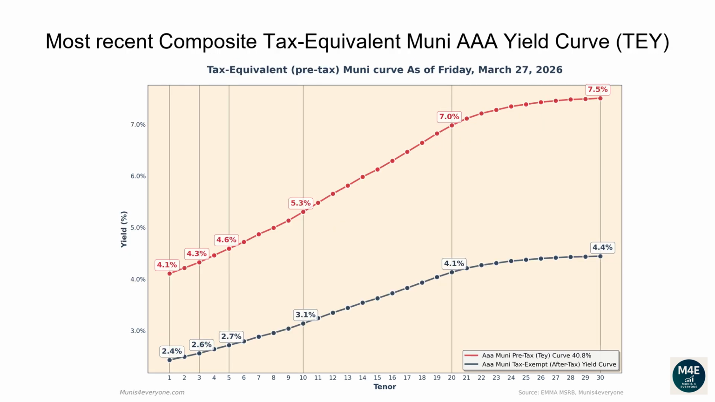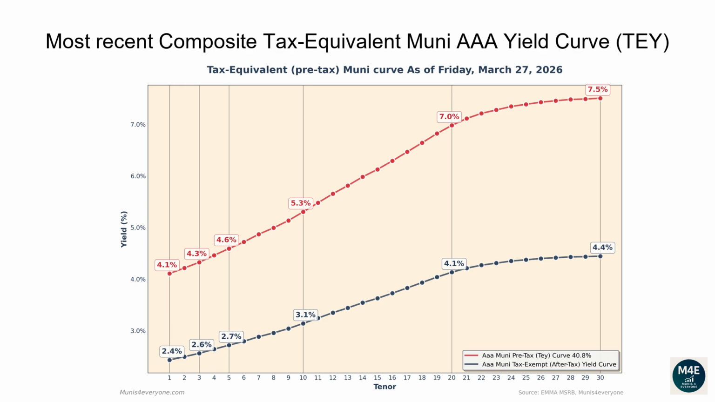Let's now go over the most recent composite tax-equivalent Muni AAA yield curve. The following graph shows, in red the tax-exempt after-tax Muni yield curve, versus in blue its tax-equivalent pre-tax version assuming a 40.8% top tax bracket, as of March 27, 2026. Why would you care to see the tax-equivalent version of the Muni yield curve? More on this later. Let's first go over the pre-tax, aka tax-equivalent yield curve.